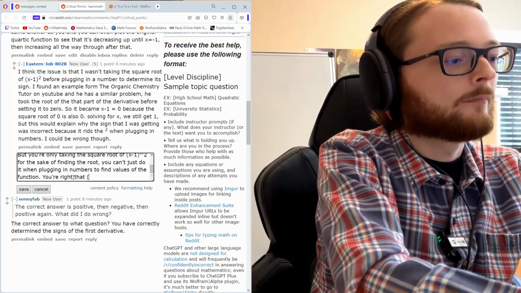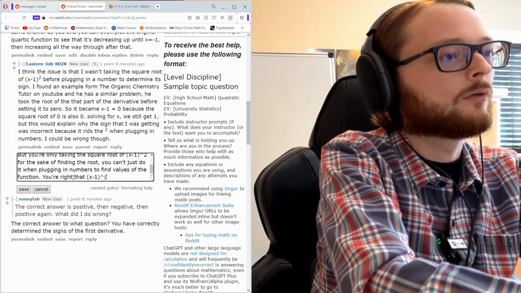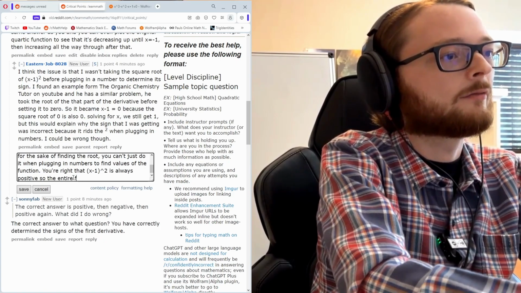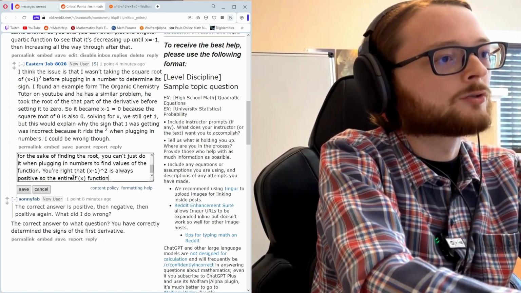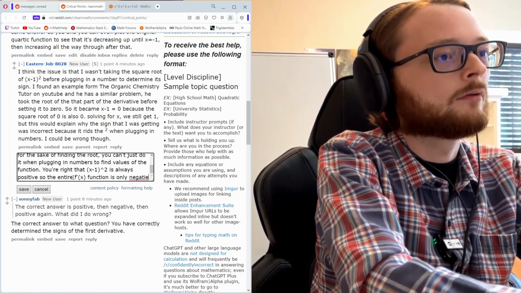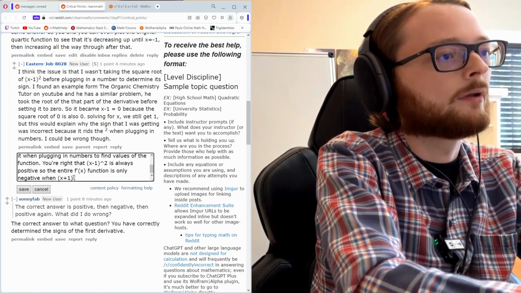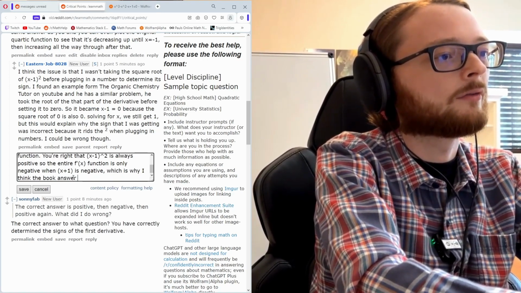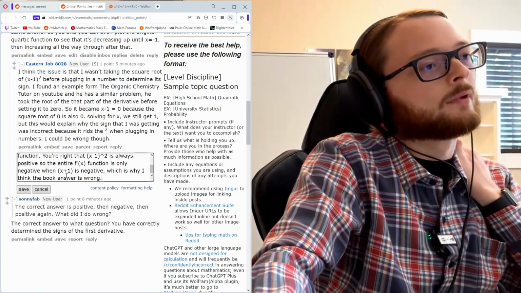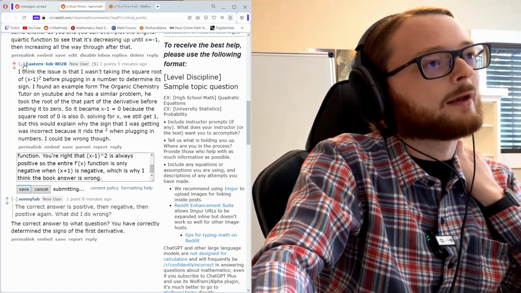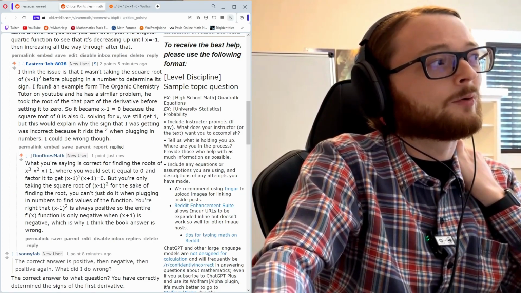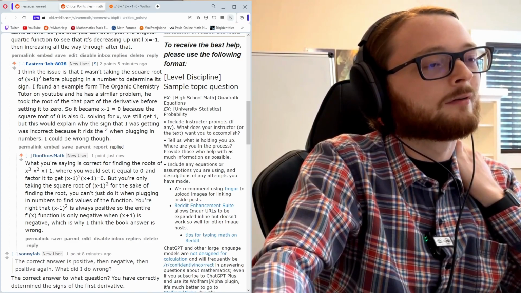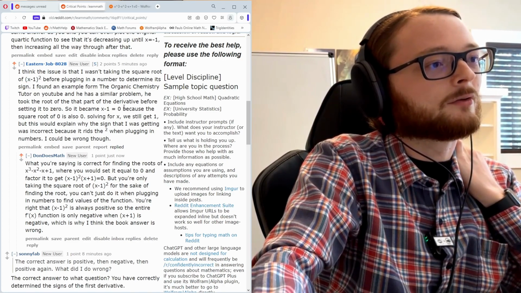You're right that (x minus 1) squared is always positive, so the entire f prime of x function is only negative when x plus 1 is negative, which is why I think the book answer is wrong. Okay. Hopefully that helps. This person just seems to be taking the square root just to force it to match the book answer, but you're not allowed to do that.